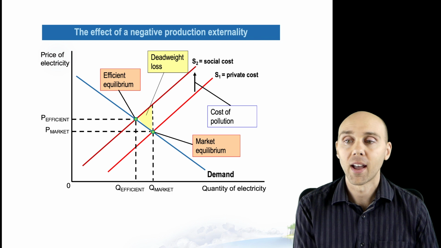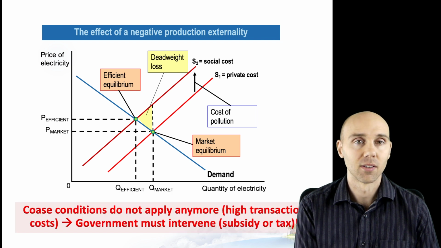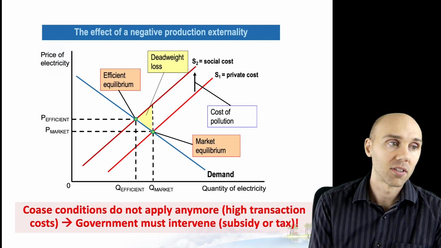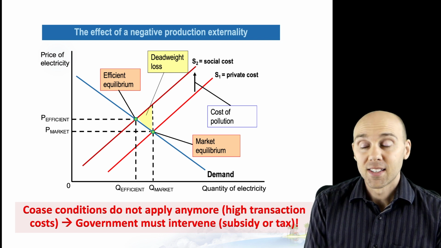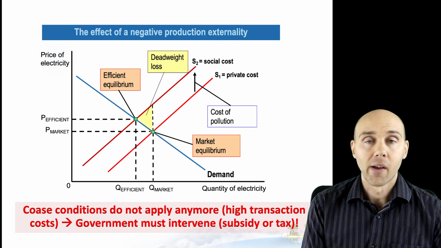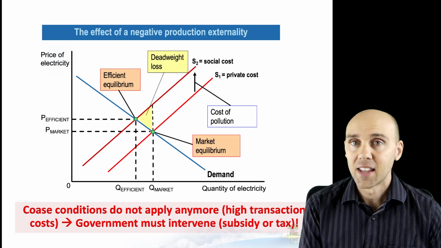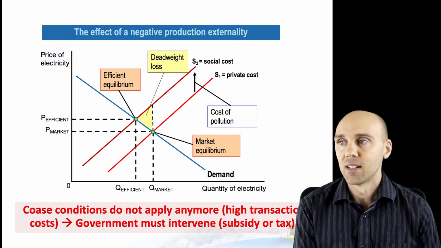And again, there are high transaction costs in these sort of situations. So Coase conditions don't apply. And then the solution instead is not to rely on these sort of private negotiations, but here the case can be made for government interventions.